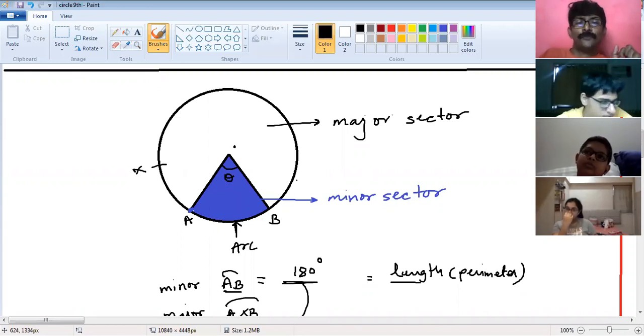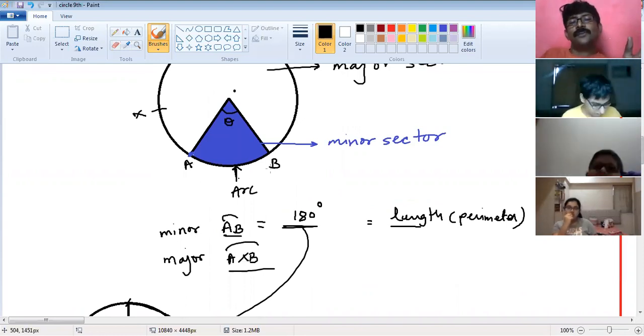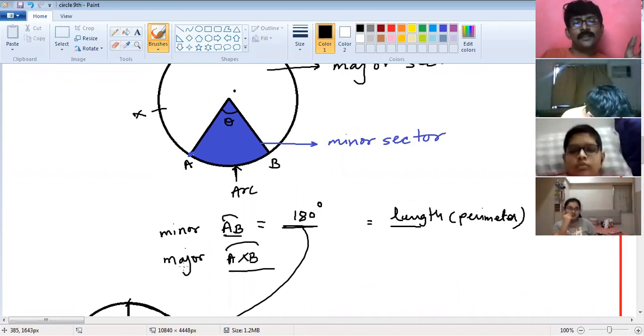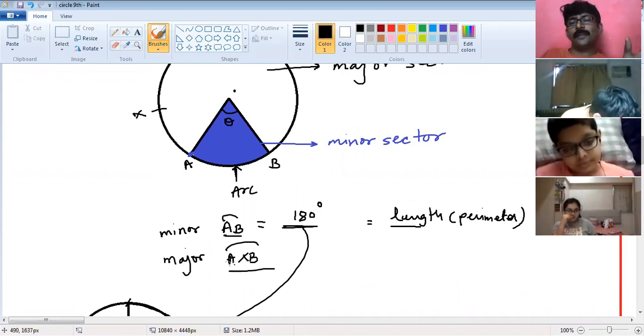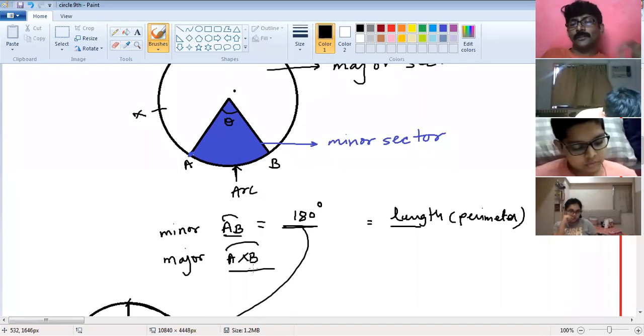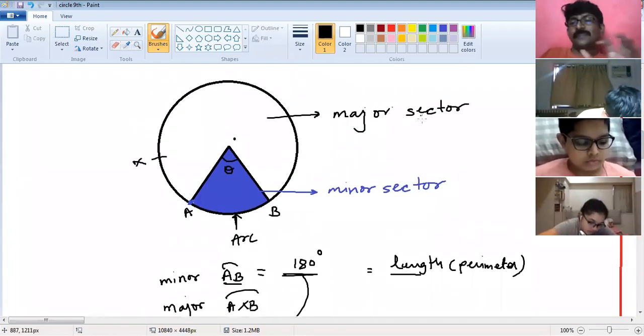So we learned a few things. Something is called a minor arc. Minor arc is generally denoted with 2 alphabets, AB. Major arc is generally denoted with 3 alphabets, AXB. Minor arc is less than 180 degrees. Major arc is generally more than 180 degrees. That is one thing. Then we learned something called minor sector and major sector. Please guys, write it down quickly in your book and keep your notes ready.